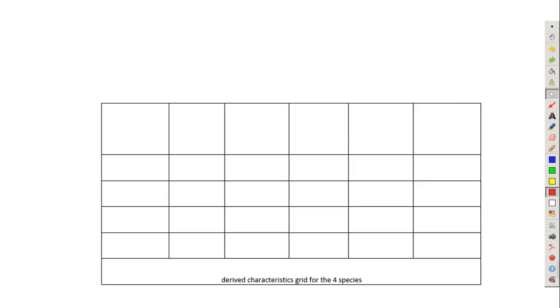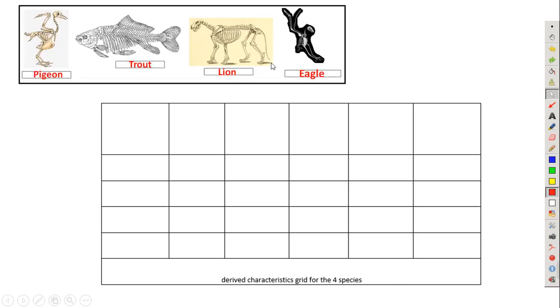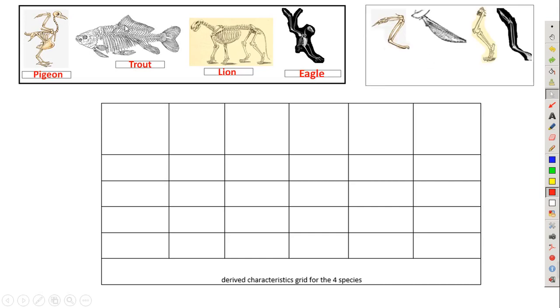We're now doing the detailed derived characteristic grid. We need to complete this grid first before we actually do the phylogenetic tree. You need 2 things in these types of grids. You need the different species, so you need to have them here so that we can look at the different characteristics they have. So we've got 4 species: pigeon, trout, lion and eagle. And we're going to look at 5 characteristics.